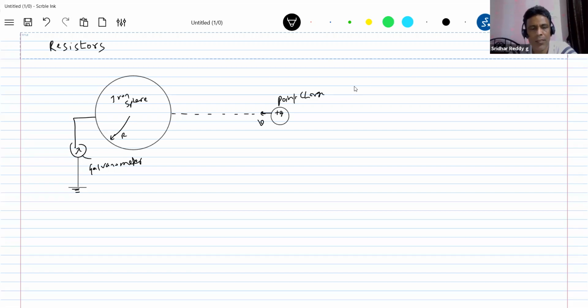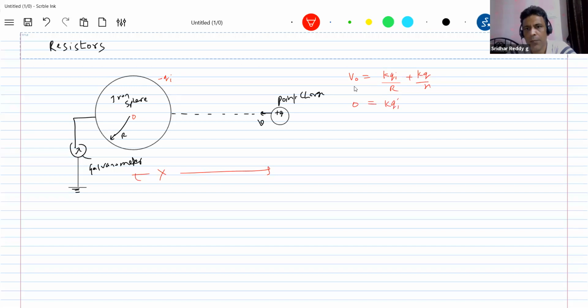Can you remember this? How to get the induced charge on it, minus Qi? What was the method we used here? The potential of point O should be equal to KQi by R plus KQ by X. What is X? The distance of the point charge from the center of the iron sphere. As it is an earthed conductor, the potential should be 0.